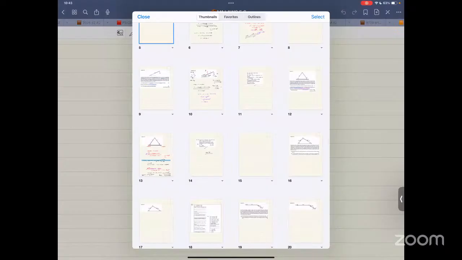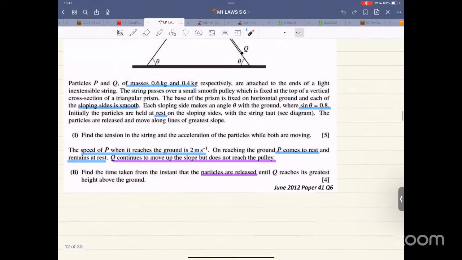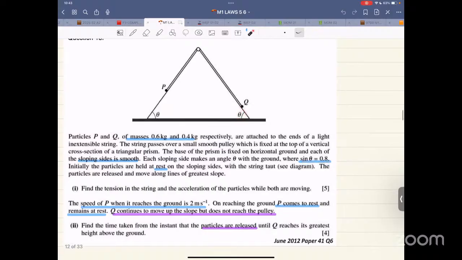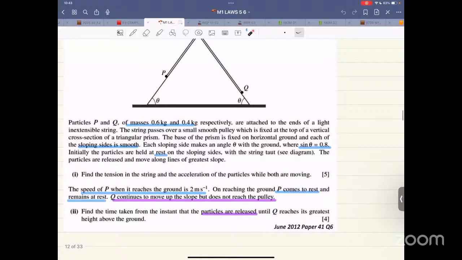Let me look at this question. That's right over here. It says particles P and Q of masses 0.6 and 0.4 kg respectively are attached to the ends of a light inextensible string, smooth pulley, and so on. Sine theta is 0.8, so they have given the value of sine theta in decimals. Find the tension, acceleration, and the speed of P when it reaches the ground. So P will reach the ground, Q will move up.